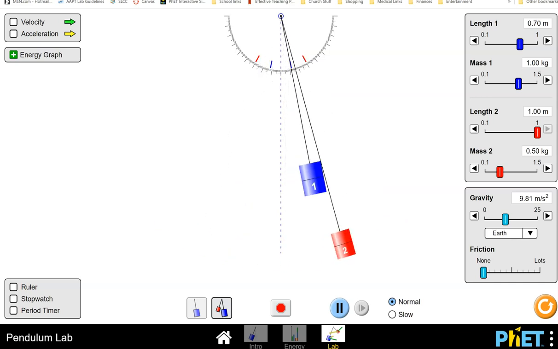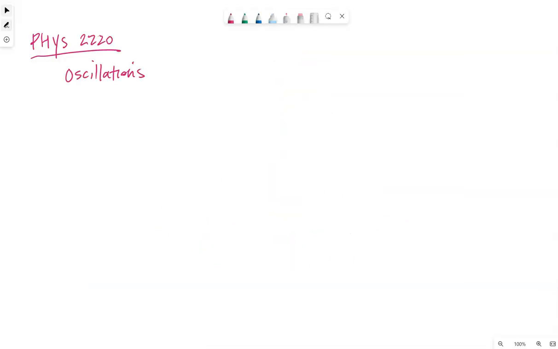Okay, so we're going to come back and we're going to start first. We're going to talk about ideal oscillations and how to represent the motion both graphically and in terms of equations.